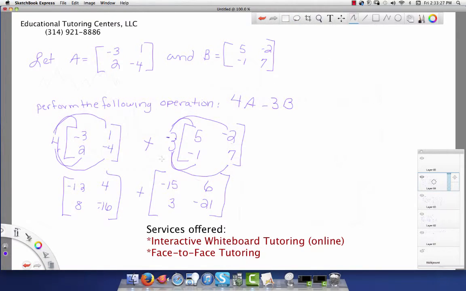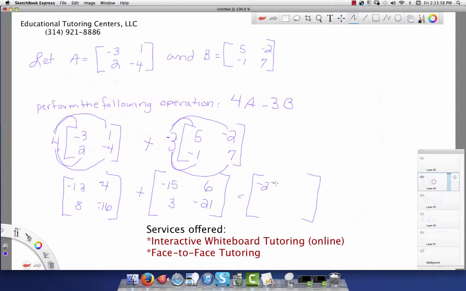Okay, so now we're ready to just add them. And remember, when you're adding matrices, your dimensions need to be the same. Both of these matrices are 2 by 2s, and we add the numbers that are in the same position, the corresponding positions on each matrix. So negative 12 plus a negative 15 will go in the first row, first column position. That will make a negative 27.